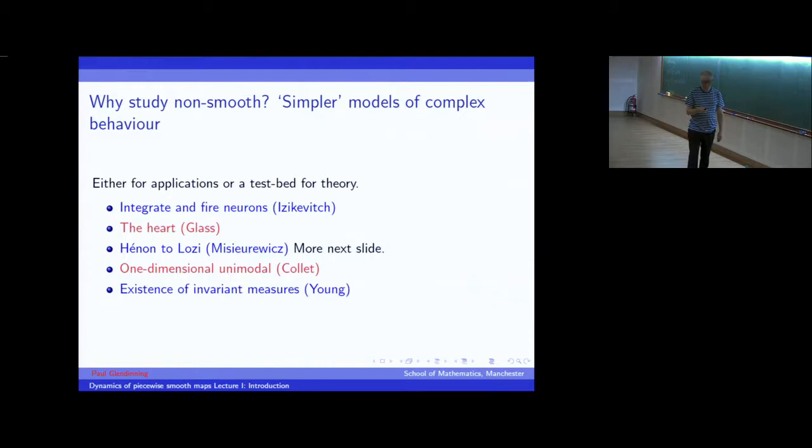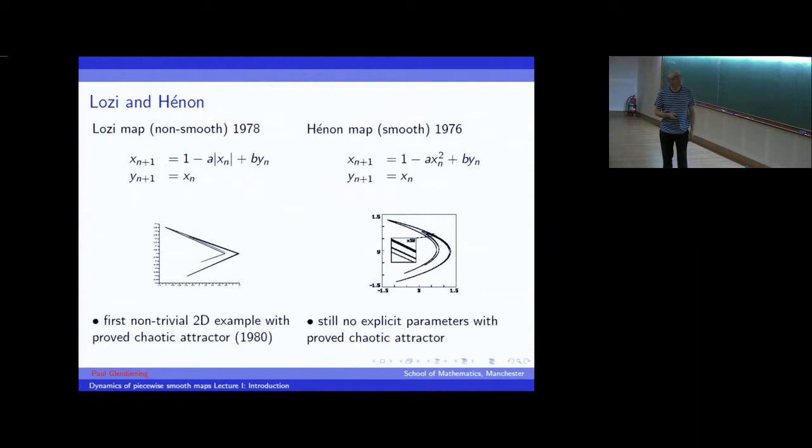Right, so Lozi and Henon. This, I think, is critical in terms of understanding, certainly for me, a lot of the reasons why you might go into piecewise smooth. So if you just look at this thing here, x_{n+1} equals 1 minus a x_n squared, that is effectively the unimodal map, rescaled. So you've got a quadratic map, you've got a parameter, and roughly speaking, that's the one-dimensional map.